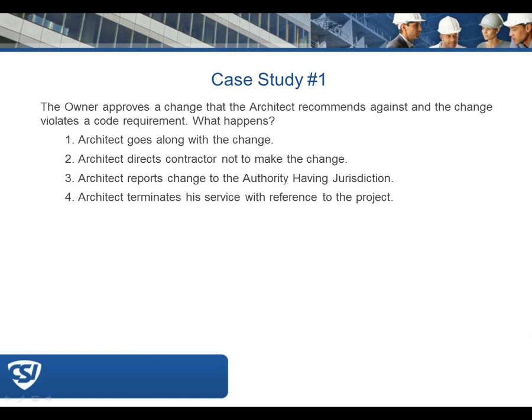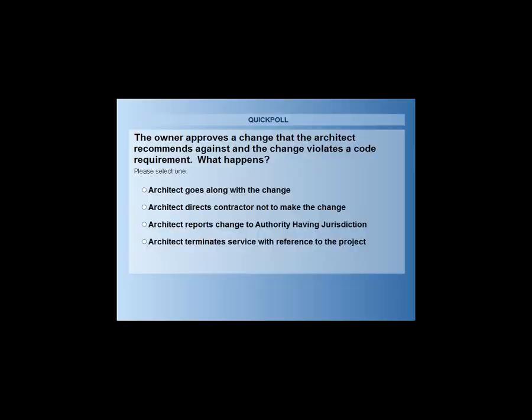case study. The first scenario is where we have an owner that approves a change and the architect recommends against the change. And the reason the architect is recommending against the change is because what the owner wants to do violates the building code. So what happens? Option 1 would be the architect goes along with the change. Option 2, the architect directs the contractor not to make the change. Option 3, the architect reports the change to the authority having jurisdiction. And option 4, the architect terminates his services with respect to the project.